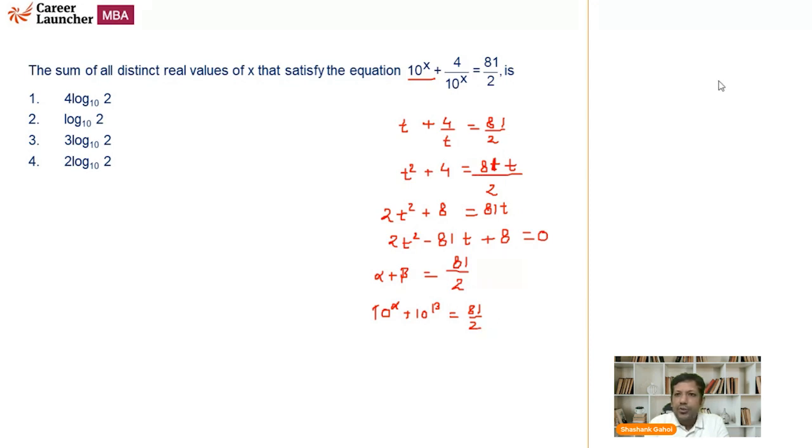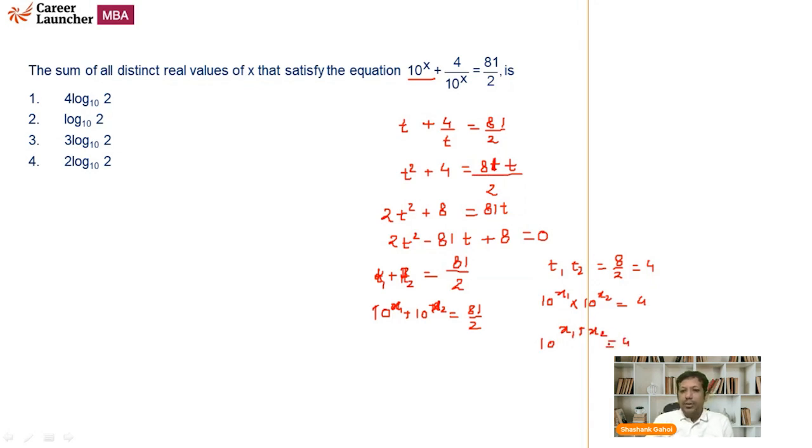Okay, now what is the approach we are going to take further? Sorry, it shouldn't be alpha plus beta, it should be t1 plus t2. That is equal to 10 power x1 plus 10 power x2, that is equal to 81 upon 2. Fair enough. Now let's talk about product of roots, that is t1 into t2, and that is equal to c upon a, that is 8 upon 2. So this comes out to be 4. So 10 power x1 into 10 power x2 is equal to 4. So from here I can say 10 power x1 plus x2 is equal to 4.